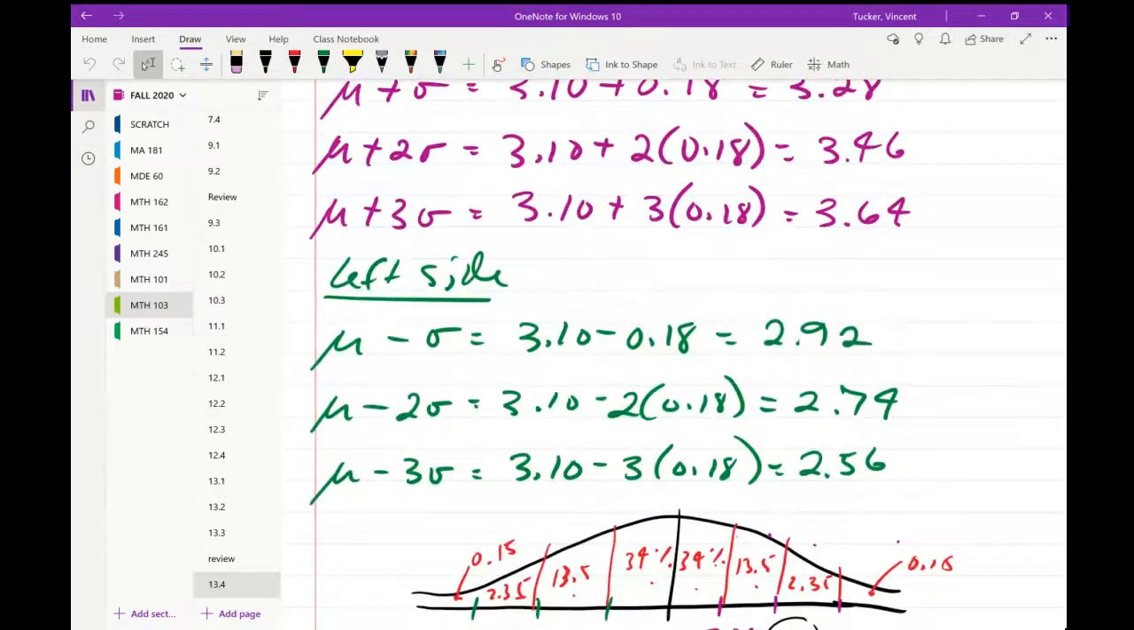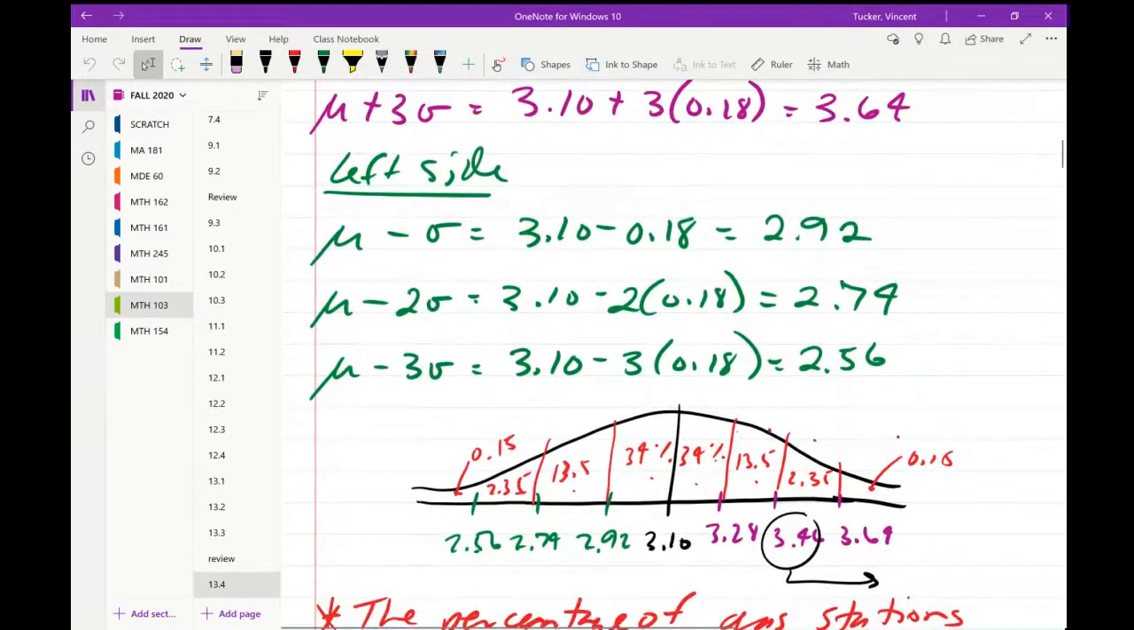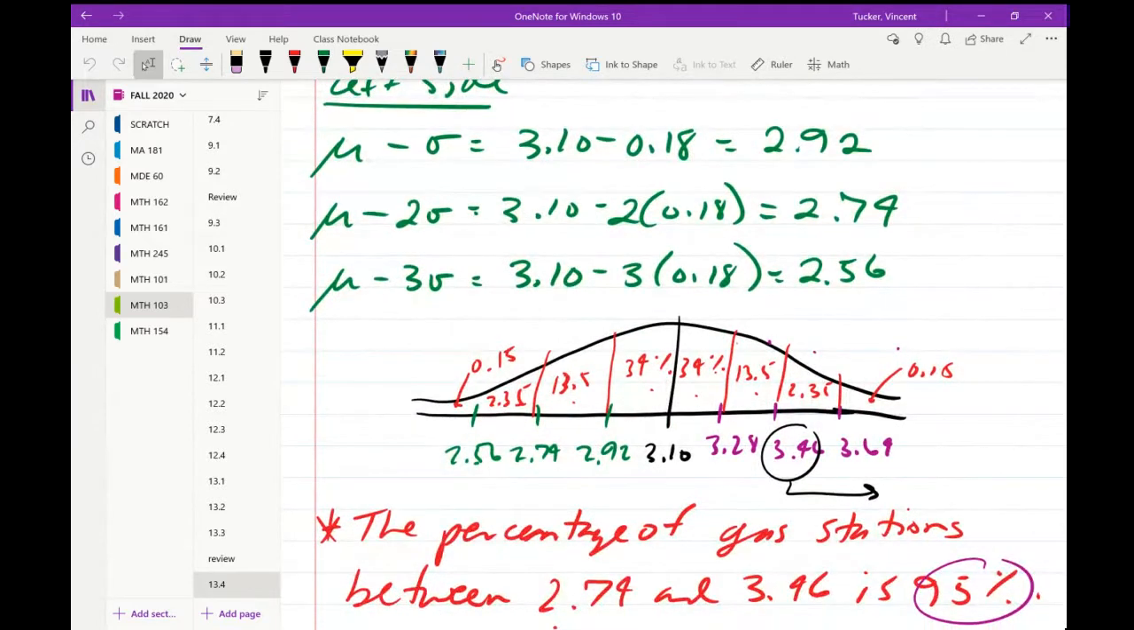All right, scrolling up. And so this would be our empirical rule chart. We got our 3.10 in the middle, which is our mean. Right side, 3.28, 3.46, and 3.64. Left side, 2.92, 2.74, 2.56. Once again, notice our percentages are the same. That's your empirical rule. Those stay the same. It's the numbers on the bottom that change according to the information that you had.